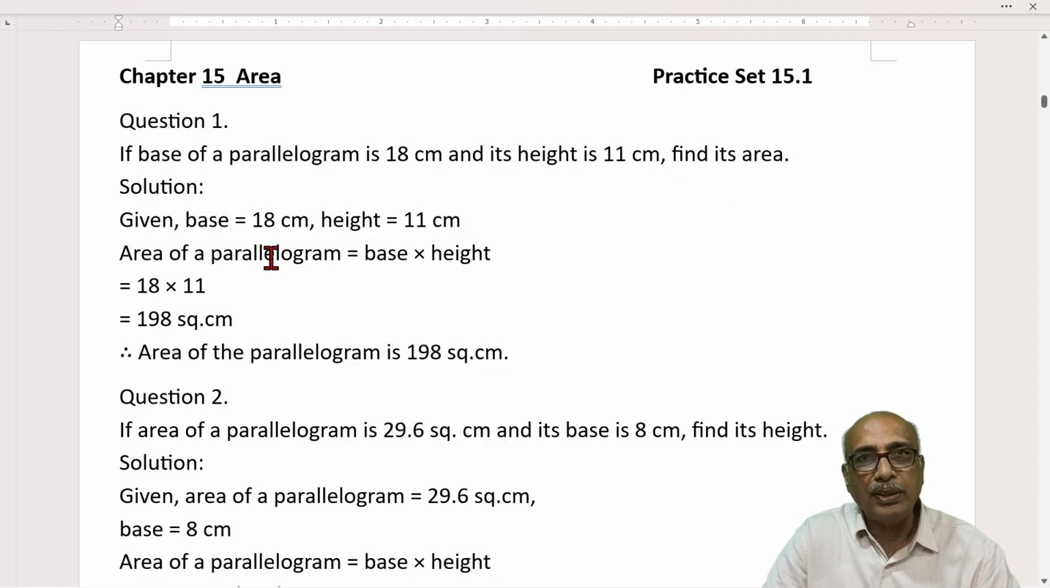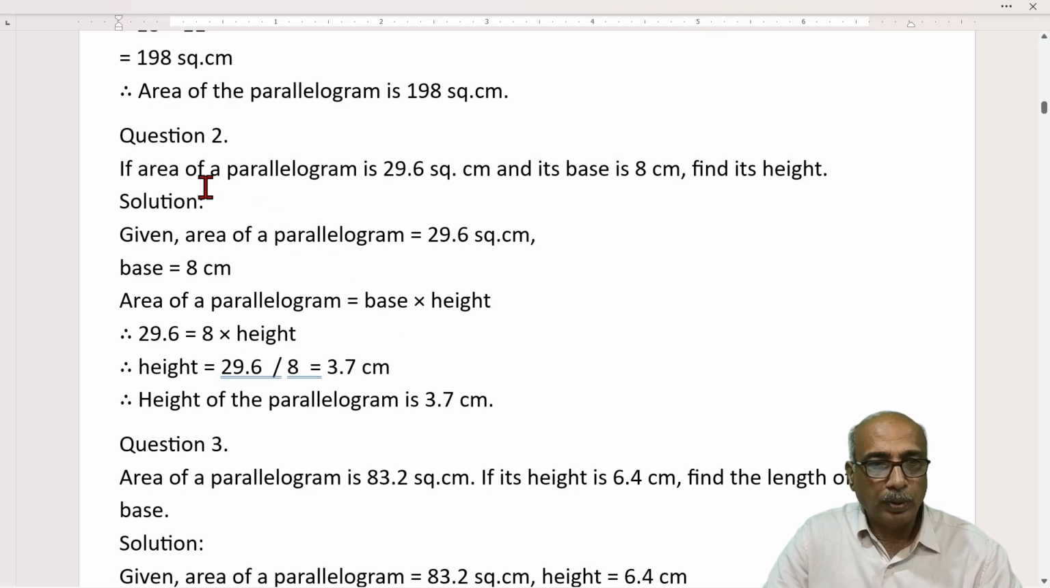Solution: given base equals 18 centimeter, height equals 11 centimeter. The formula to calculate the area of a parallelogram is base into height. So 18 into 11 equals 198 square centimeter. Areas are given in square units. Therefore, the area of the parallelogram is 198 square centimeter.